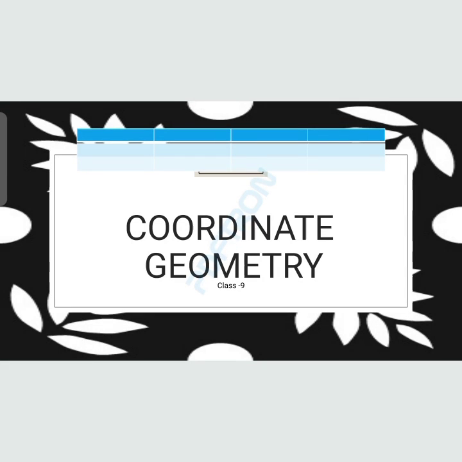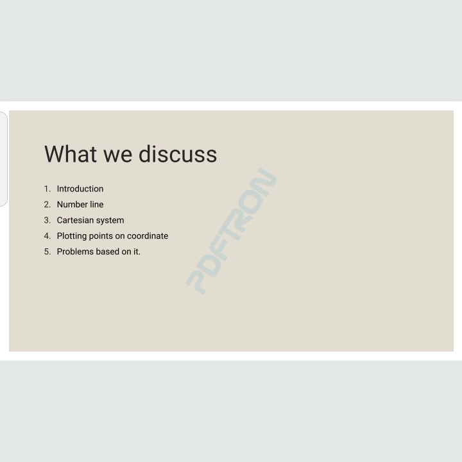Hello guys, today we start the coordinate geometry of class 9, which is chapter 3. First we discuss what we learn in this chapter. We take a short introduction on it. Next, number line. Next, what is the Cartesian system. Next, plotting points on coordinates, how to plot a point, and we discuss some problems on it.